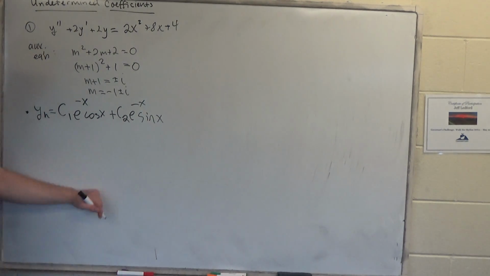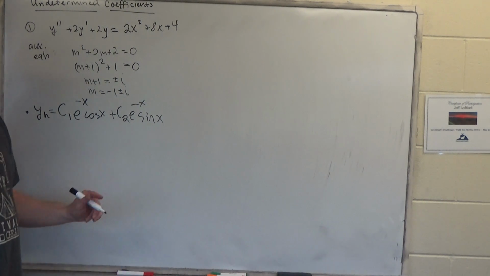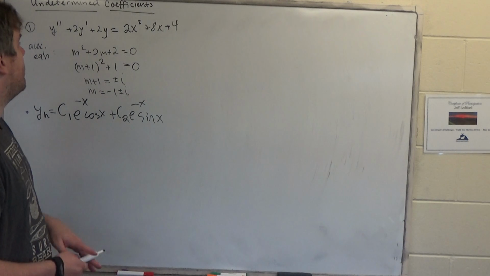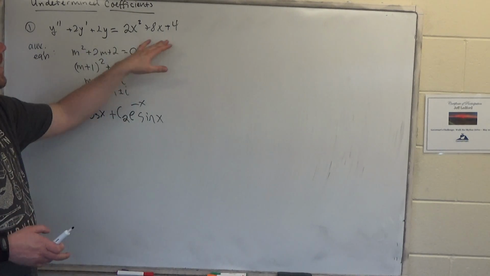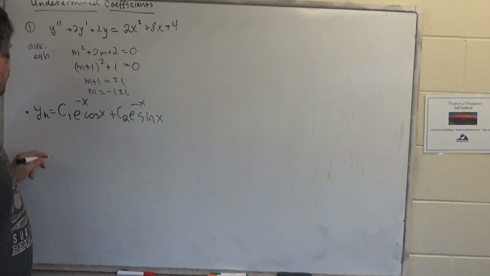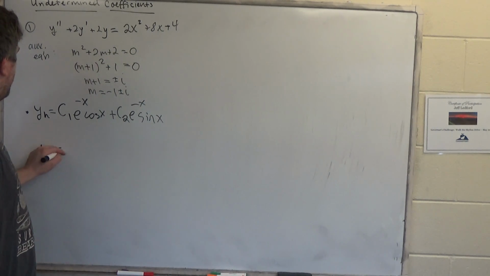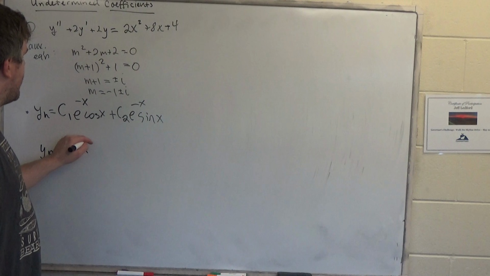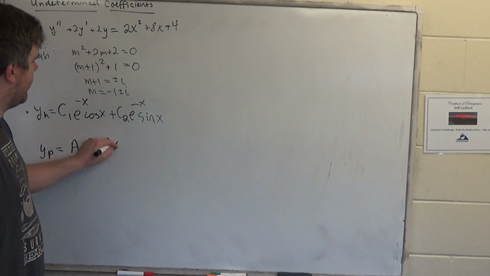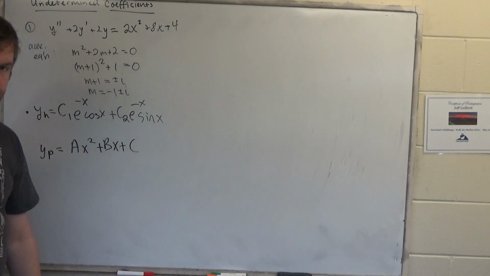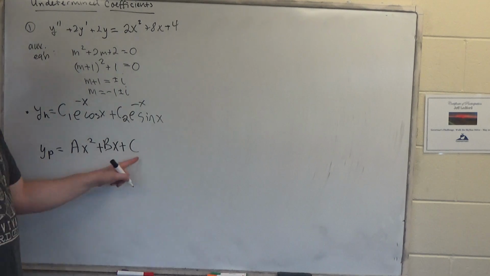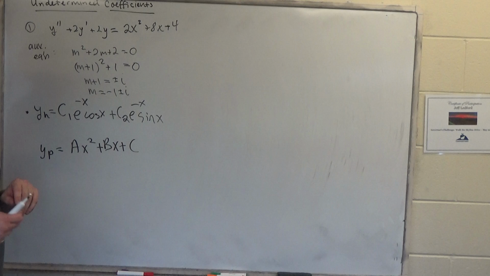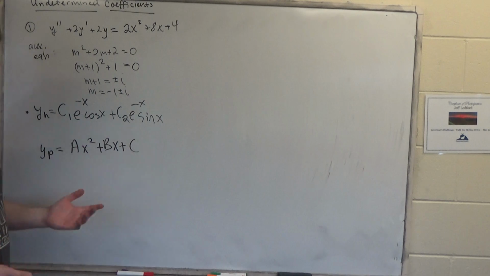Now, what changes is what happens with the particular solution. In this case, we're going to guess our solution to be something which looks very much like the g of x term here. In this case, this is a polynomial of degree 2, so we guess that yp is a generic polynomial of degree 2. Okay, so we'll give it coefficients a, b, and c. These are undetermined, and our job is to determine them.